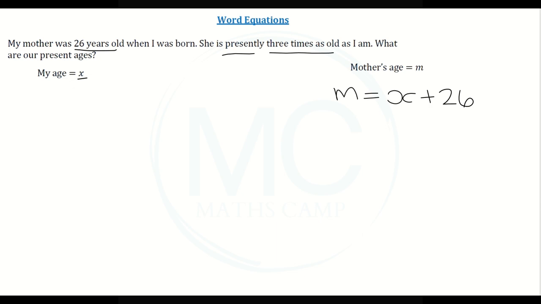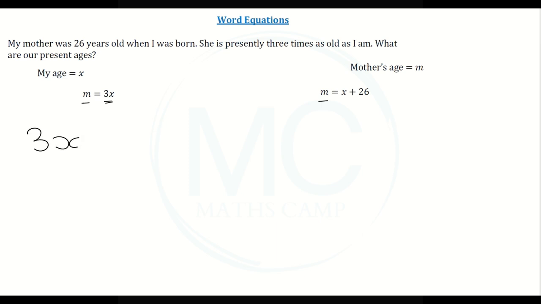So if my age is X, then my mother's age is equal to 3 times that much, which gives us 3x. And again, we have simultaneous equations that we can use to solve for m and for x. Here we see that m is equal to 3x and m is equal to x plus 26. So if m is equal to 3x, I can say 3x is equal to x plus 26. And I can use this equation to solve for x.